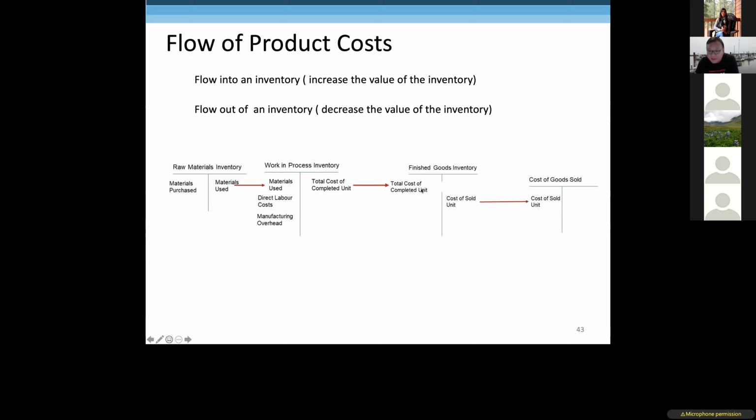And then eventually, when you sell these goods, you are going to remove the cost, and that's part of the cost of goods sold, right? So you see how the product cost flows from raw materials to work in process, and then to finished goods, and then eventually it ends up in the cost of goods sold, okay? So that's the flow. In my 3-minute video, you can see it's the same idea, how the numbers flow from one to the other, okay?